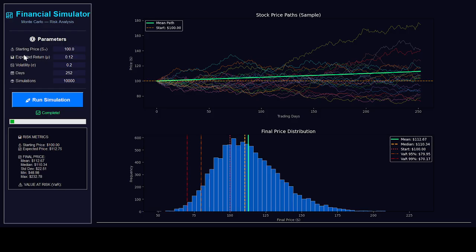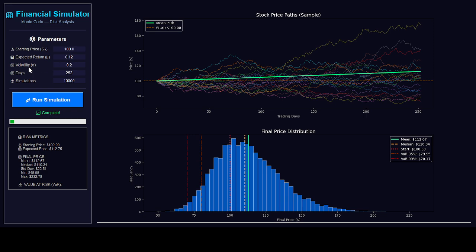Starting price. The first parameter in the parameter section is the starting price. In this example, the stock starts at rupees 100. This serves as the initial value for every simulation. All future stock price paths begin from this point. The next parameter is expected return. Here the expected annual return is set to 0.12, which converts to 12%. This value represents the average growth rate we expect from the stock over time.